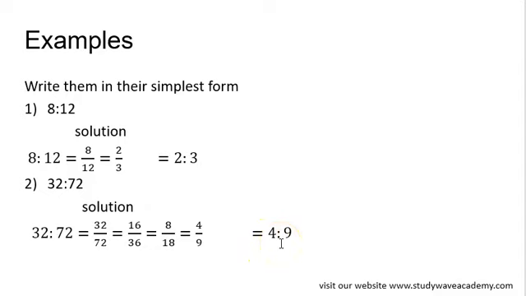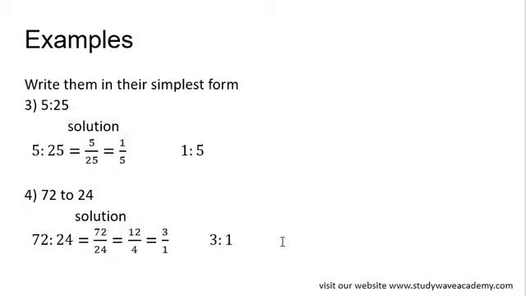Okay? What did we do first? We converted it into a fraction, right? Then we divided till we got the smallest. That's what we did, right? And our answer here is 4:9. So the simplest form of 32:72 is 4:9. Did we get that? Okay, let's move over to the next example.